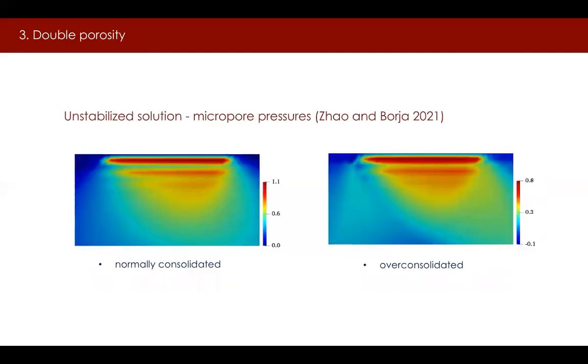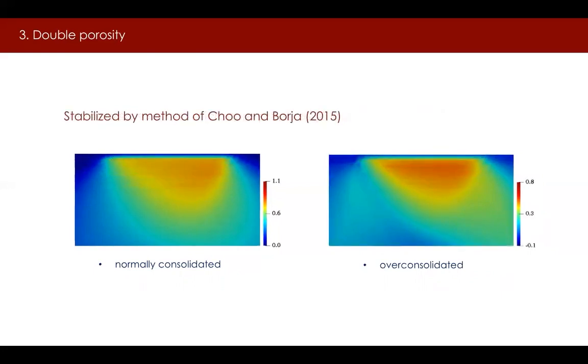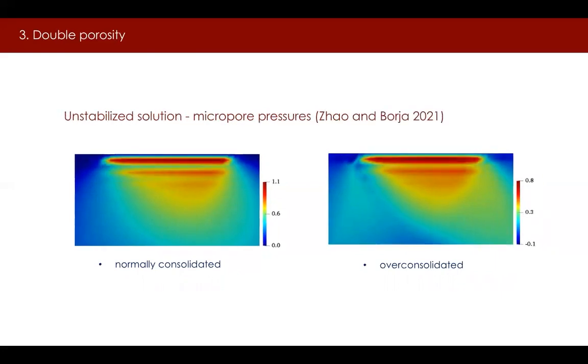Finally, this pair of images shows close-up views of the micropore excess pore pressures at the beginning of consolidation. Both images demonstrate the classic pore pressure oscillation attributed to inf-sup instability. But with the stabilization proposed by Cho and Borja, the unwanted pore pressure oscillation disappears. And stabilized.